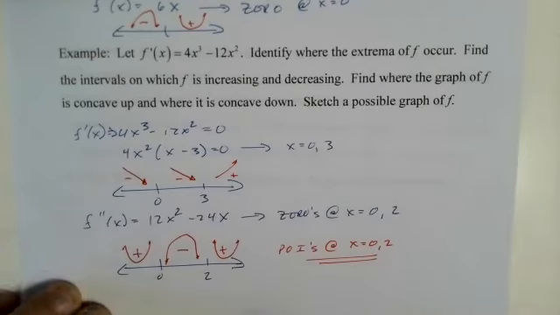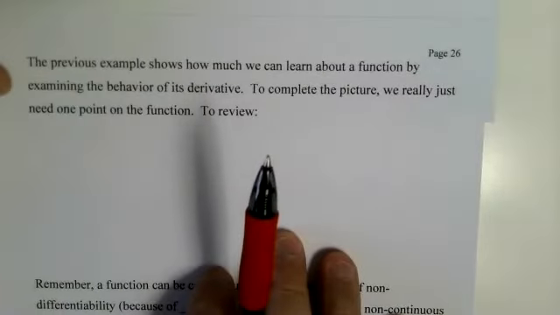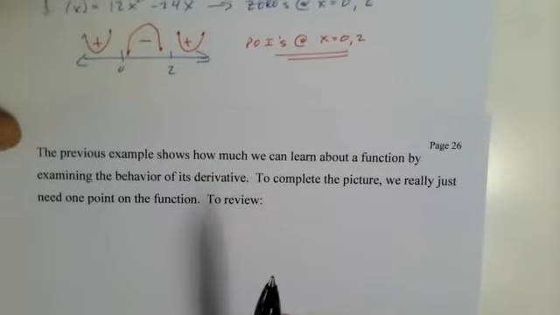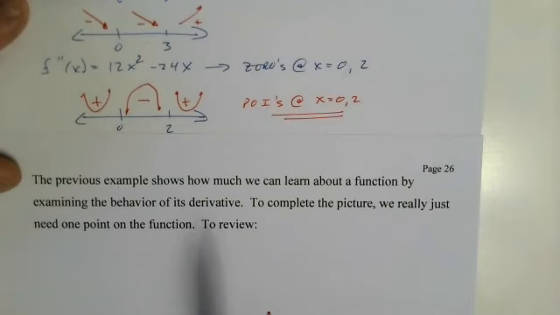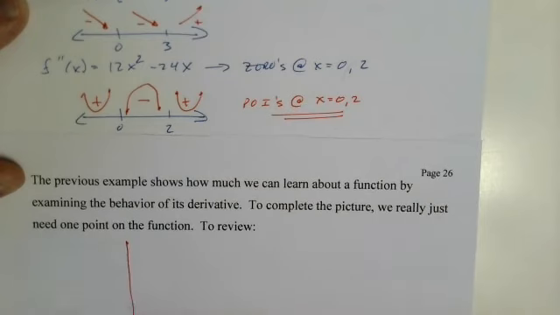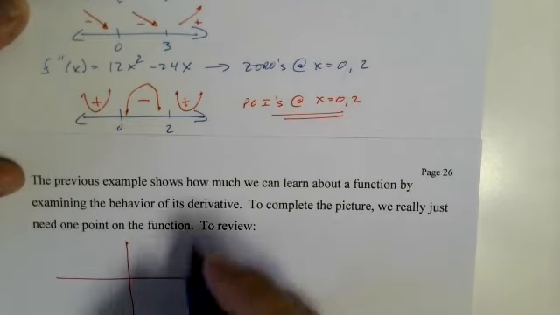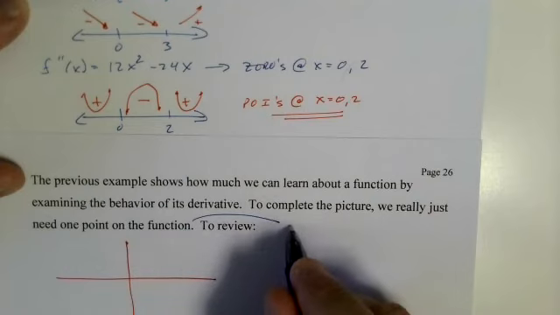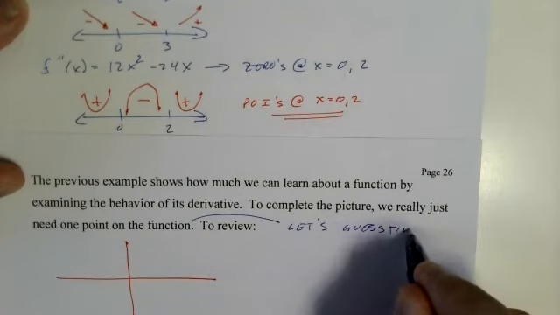Let's jump to the next page. I'll go back and forth. Actually, let's see if I can do them both. That's almost enough space. We're almost there. Cool. Now, to complete the picture, we really just need a point on the function. So we're just going to guesstimate. We don't have it.